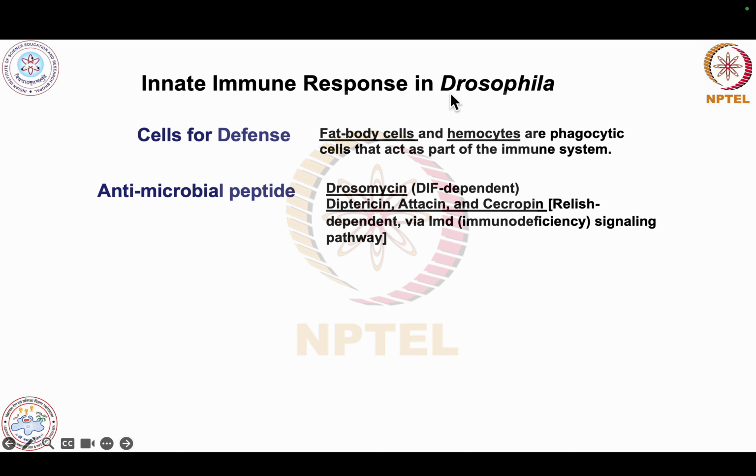So innate immune response in Drosophila: cells for defense, fat body cells and hemocytes are phagocytic cells that act as a part of the immune system. Antimicrobial peptides, drosomycin, which is DIF dependent, and diptericin, attacin and cecropin, are released via the immunodeficiency signaling pathway.